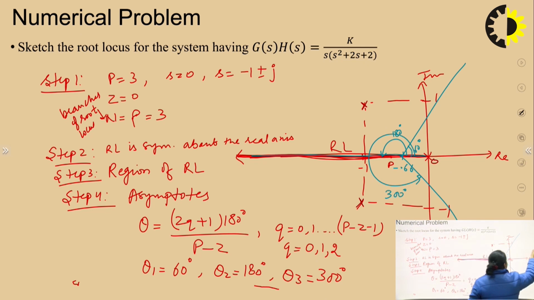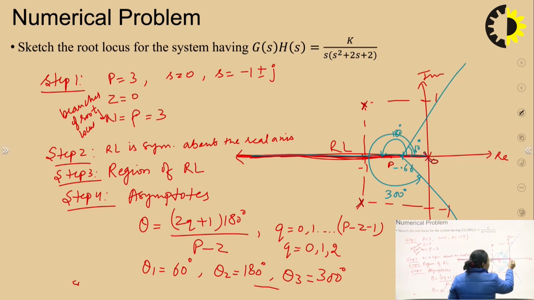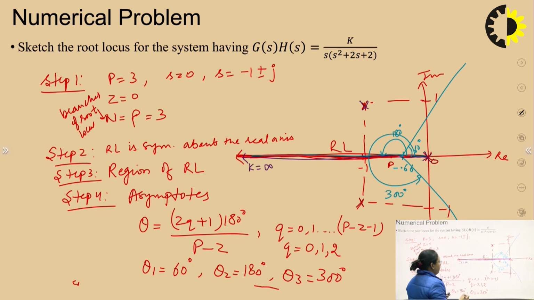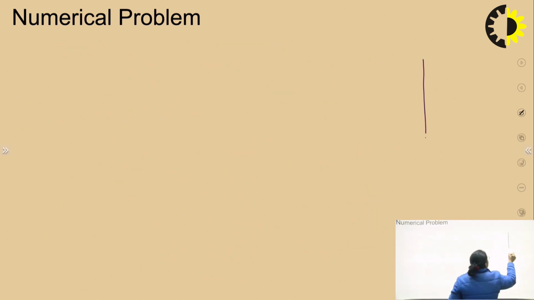One branch will start from this pole and terminate towards this, where k equals infinity. Another branch will originate from here. So first of all, I have to find the angle of departure. For the angle of departure, I am drawing the diagram once again, only for the poles.